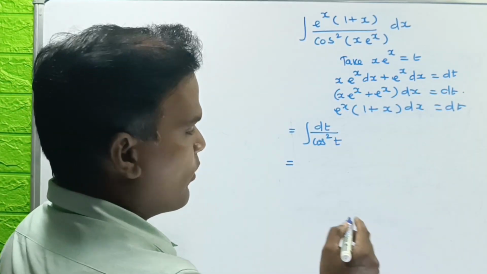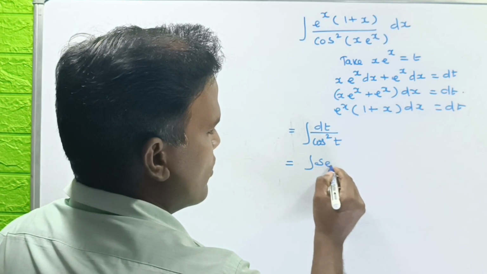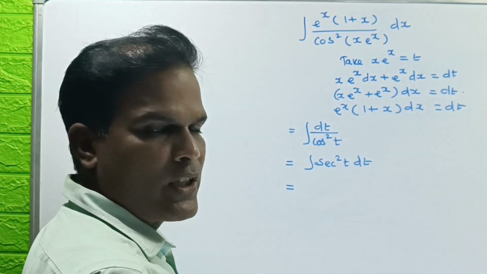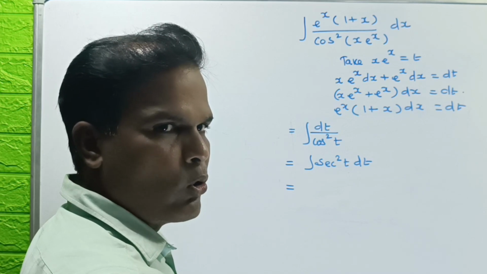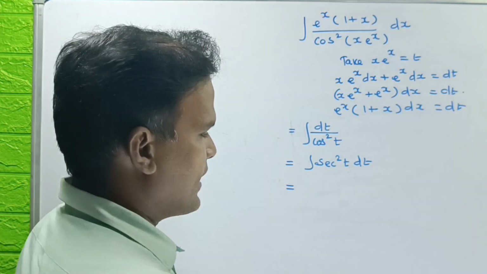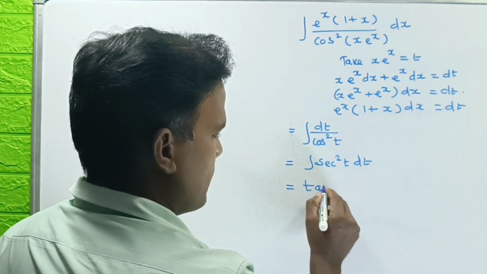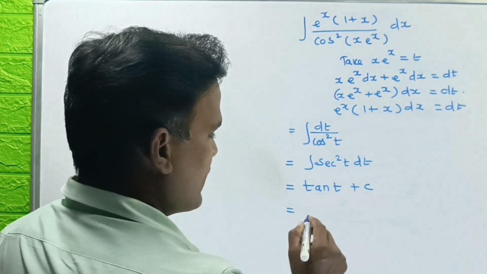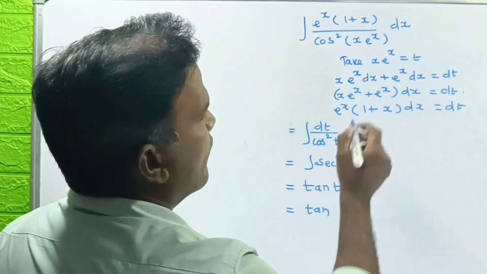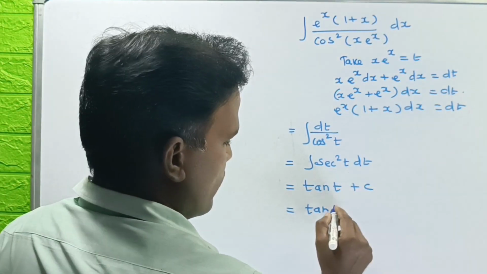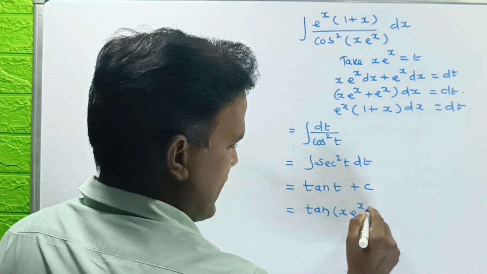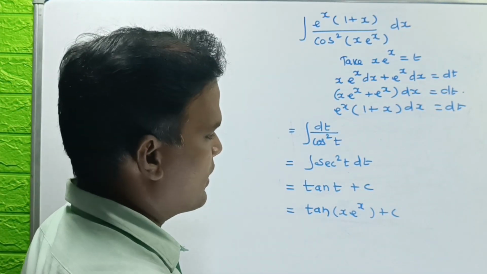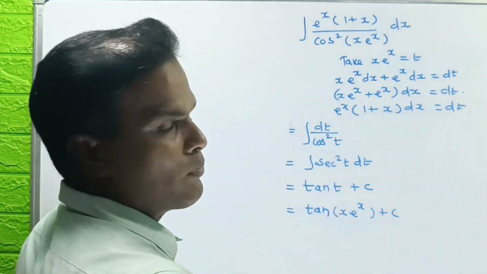1 by cos square t, what is that? Integral secant square t dt. Differentiation of tan t is secant square t, so integral secant square t is tan t. Now, what is the value of t? The value of t is x e power x. So replace it here: tan of x e power x plus c is the integration for this problem.